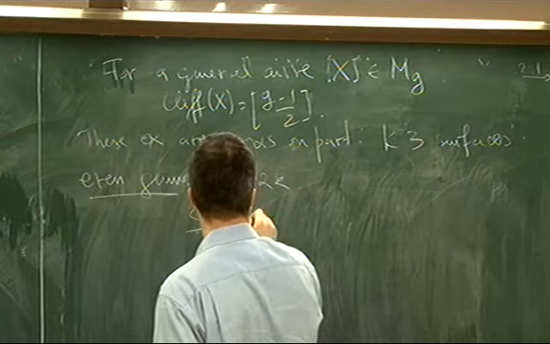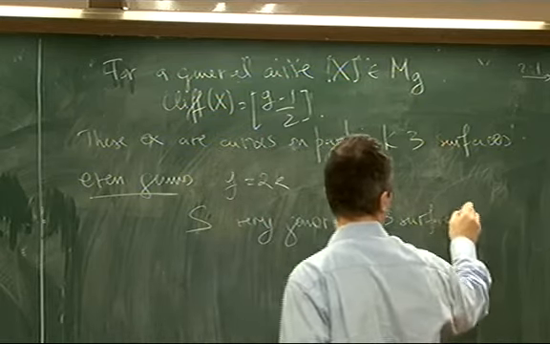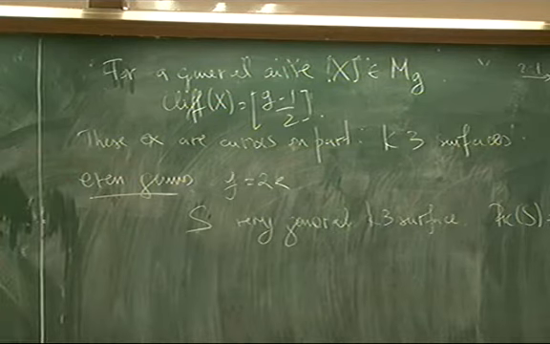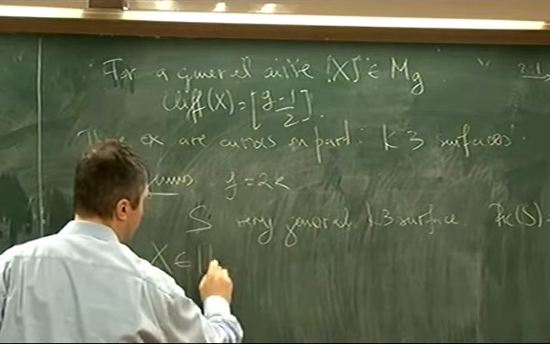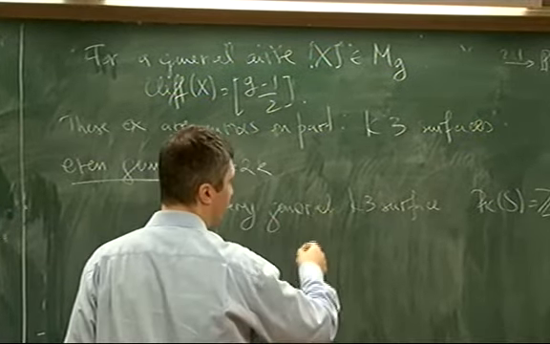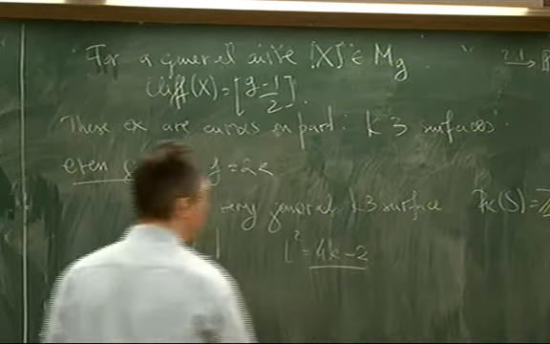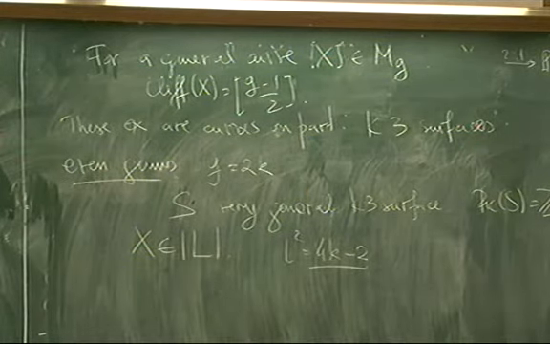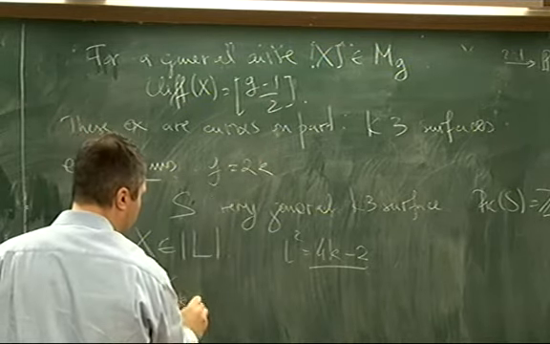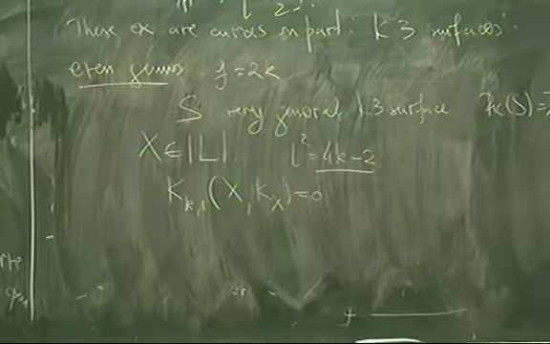For this case, S is a very general K3 surface, so the Picard number is 1, and X is a curve in the linear system L. Of course, we need L squared to be 2g minus 2, so L squared must be 4k minus 2. And we wish to prove here, if we compute the integer part of (g minus 1) over 2, we realize that we need to prove that K_{k,1}(X, K_X) equals 0. So that was the even genus case.